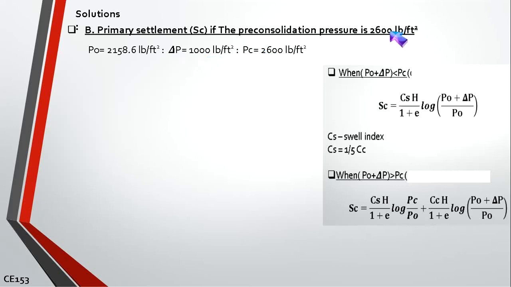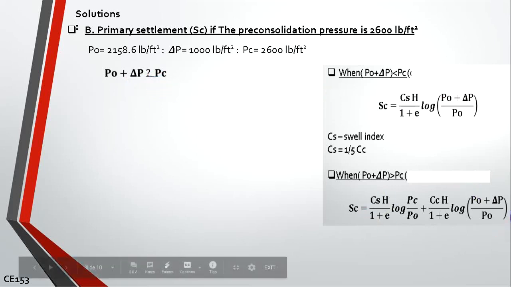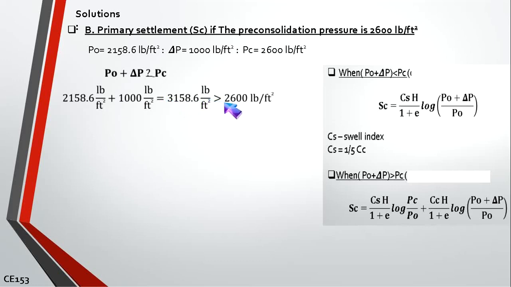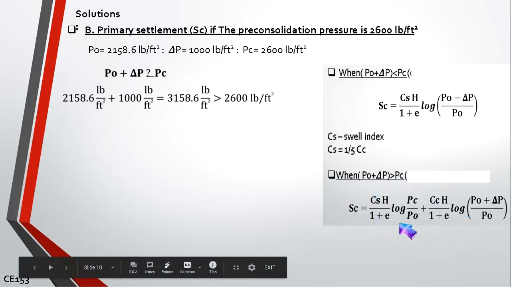The PC, this is PC, 2,600. So, i-determine muna natin if PO plus delta P is greater or less than PC to know which equation will be used in solving our primary settlement. So, PO 2,158.6 plus 1,000, that is equal to 3,158.6. This is greater than 2,600. Since PO plus delta P is greater than PC, ito yung gagamitin nating equation.